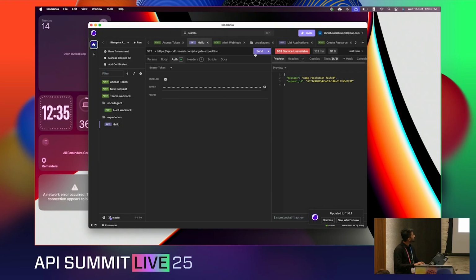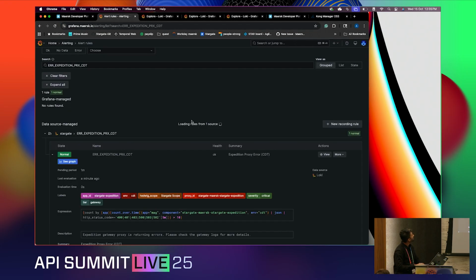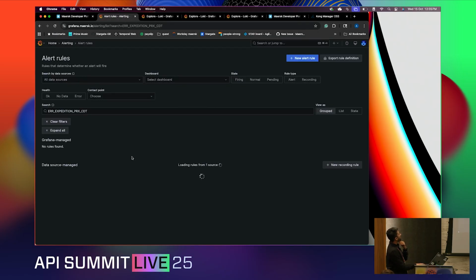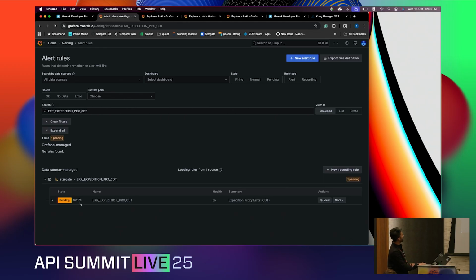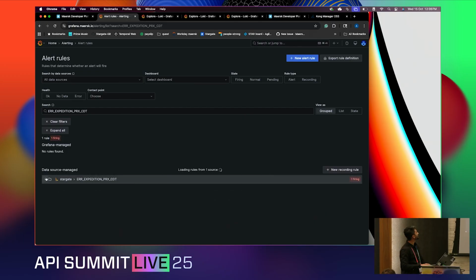So we'll quickly take a look at what's happening on the monitoring side. This is the alert which was configured automatically whenever the API was registered for the first time. Right now it is in pending state, and it should fire within a one-second window. Yes, right now it is in firing state.